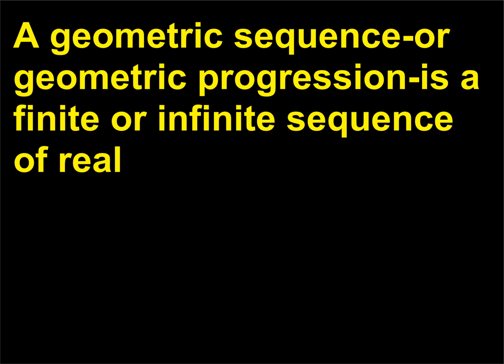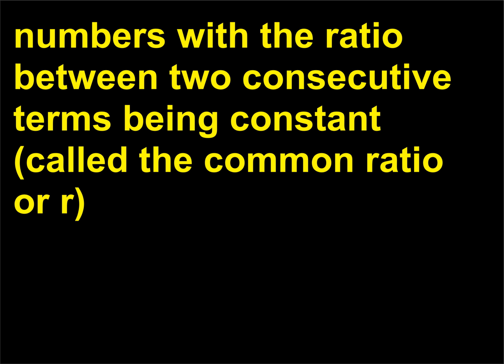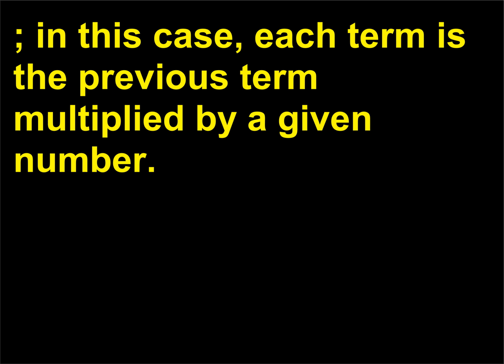A geometric sequence or geometric progression is a finite or infinite sequence of real numbers with the ratio between two consecutive terms being constant, called the common ratio, or r. In this case, each term is the previous term multiplied by a given number.